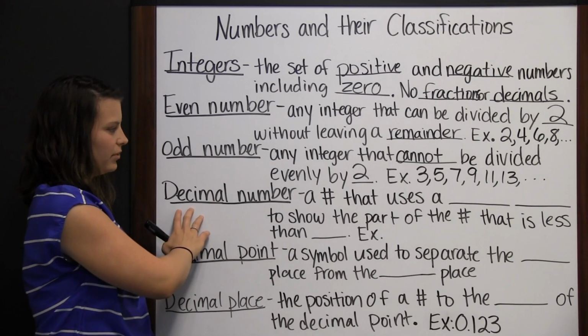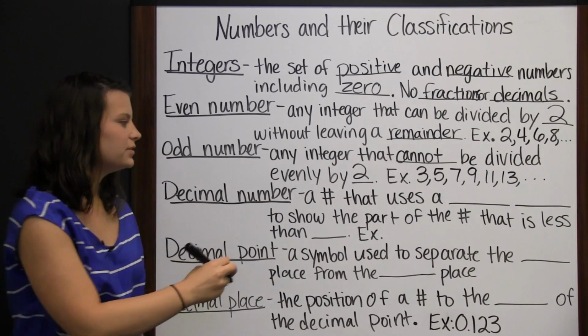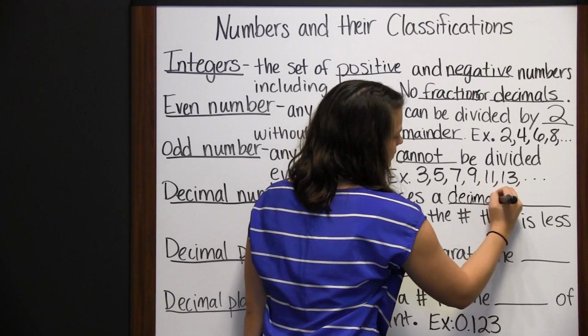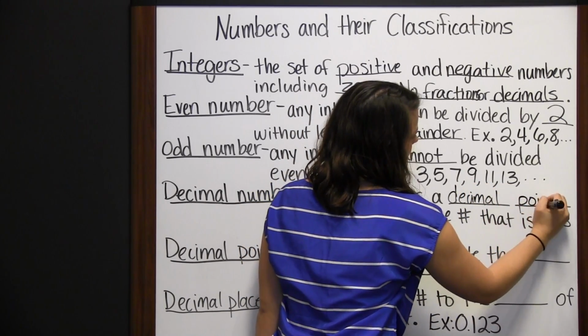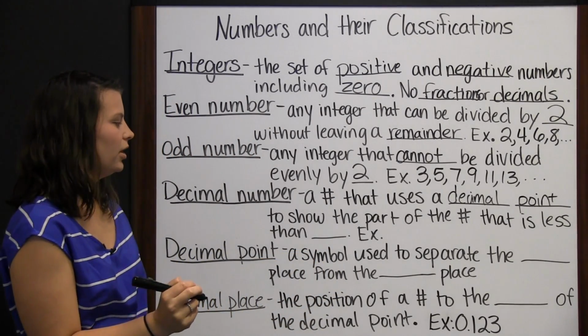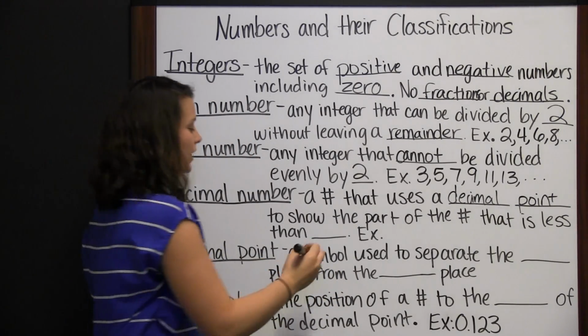A decimal number is a number that uses a decimal point to show the part of the number that is less than 1.